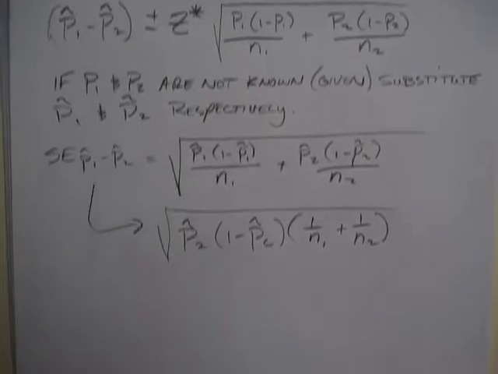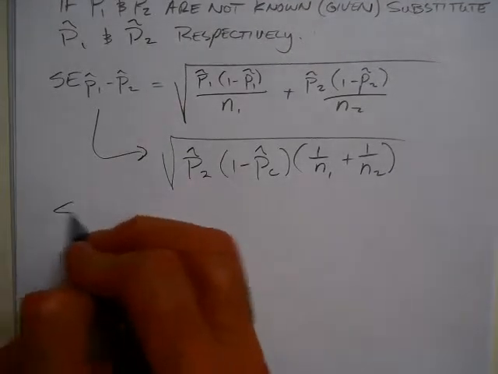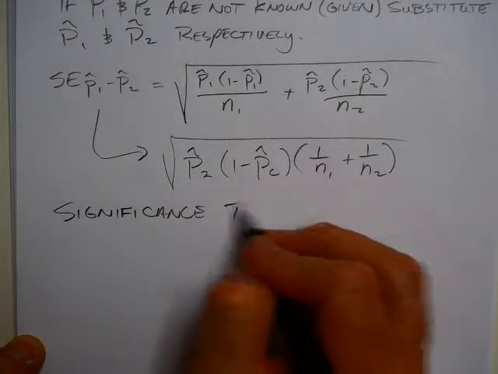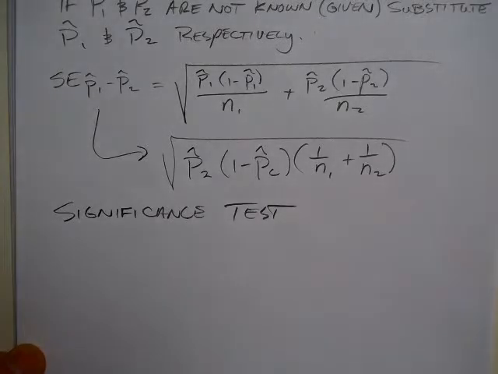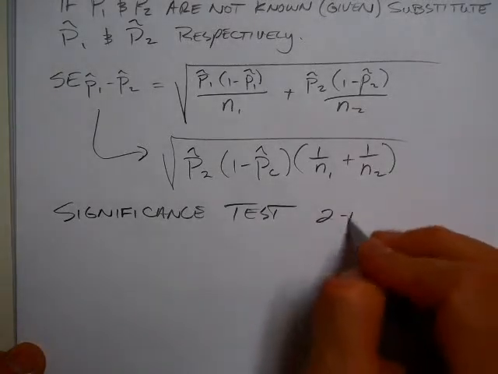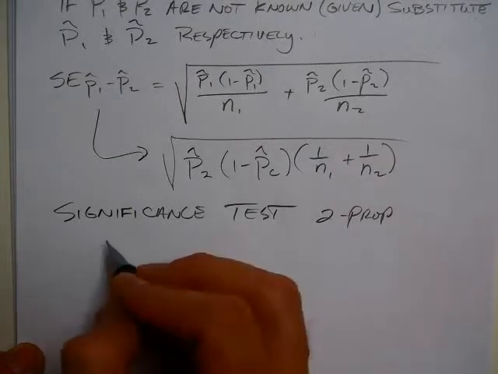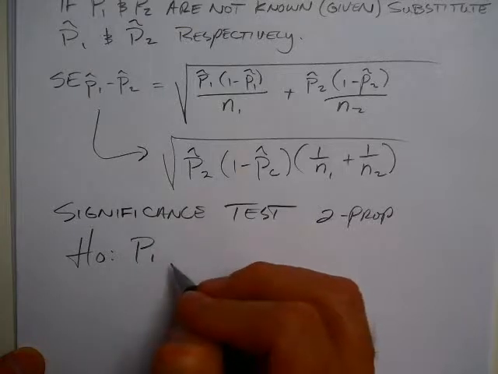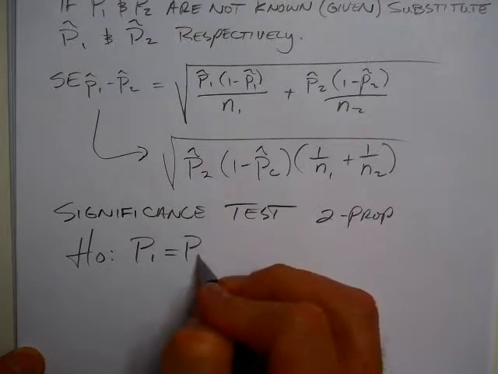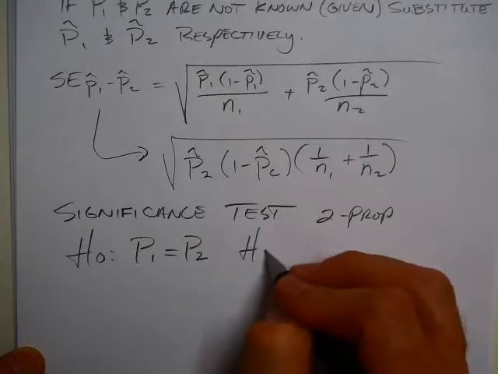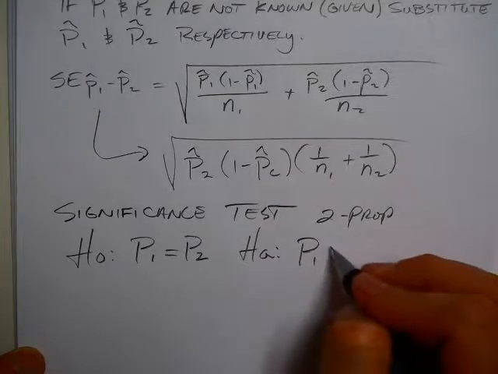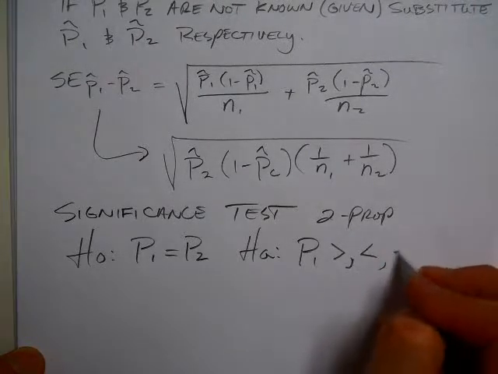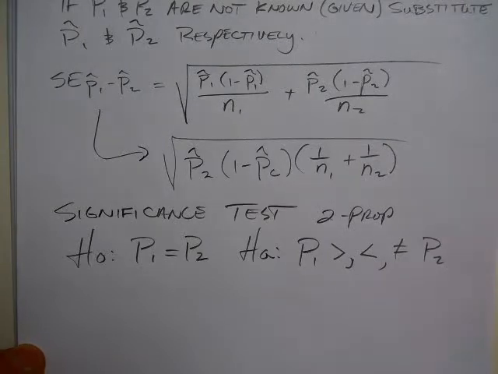Significance test. That's our standardizing for two proportions. The null hypothesis is going to be P1 equals P2. The two proportions are equal. The alternative hypothesis is going to be that they're not. It is either greater than, it's less than, or it is not equal to P sub 2.